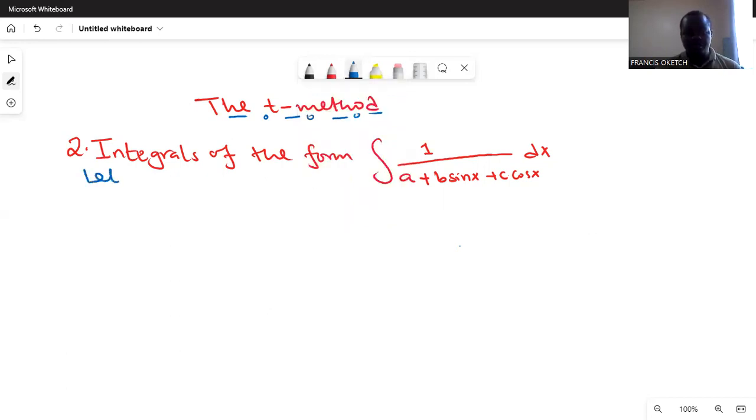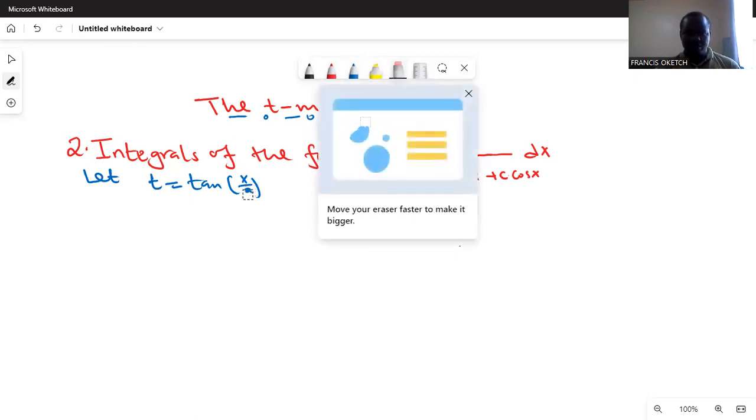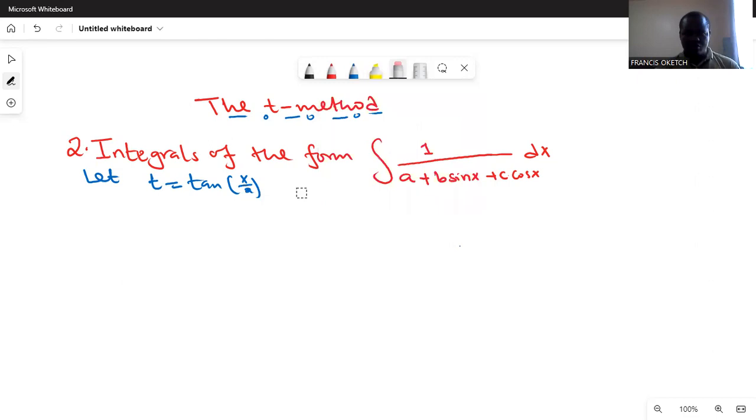You say let t be equal to tan x over 2. Take note, let me write 2 properly. This is 2, it's not clear. It should be 2. So we are saying t is equal to tan x over 2. Now it is clear. I can also bracket it.